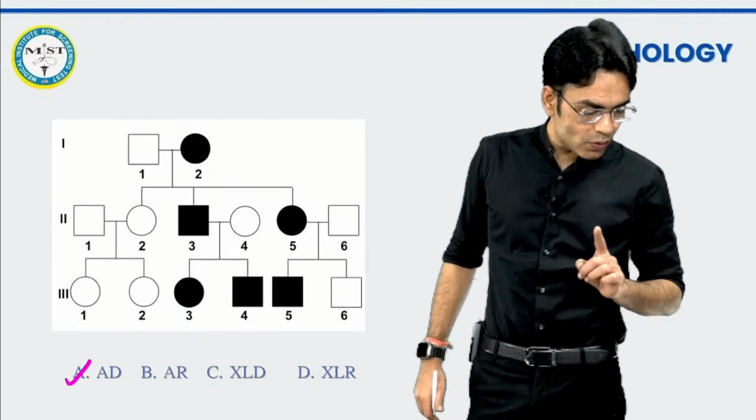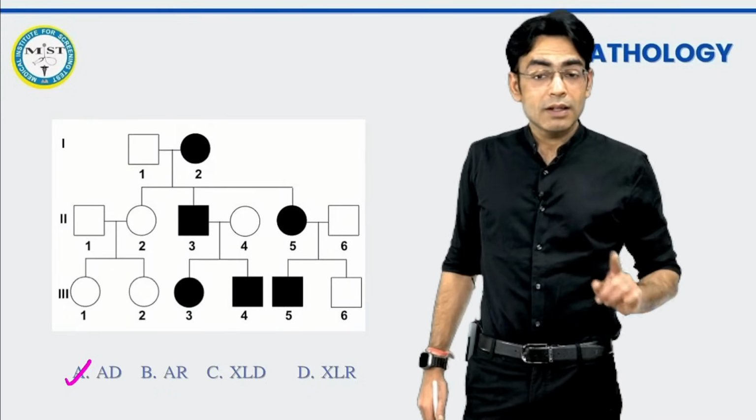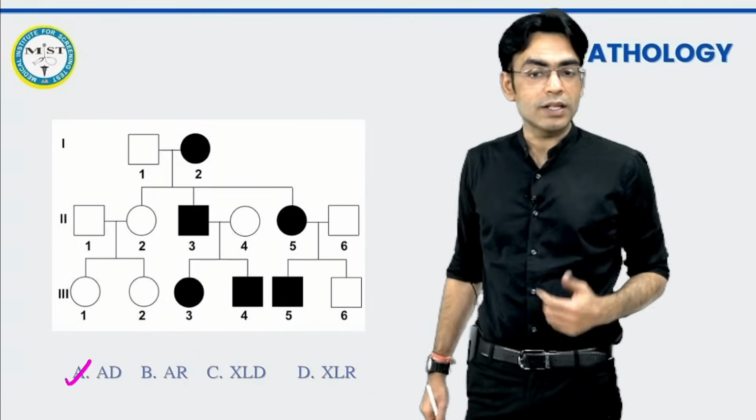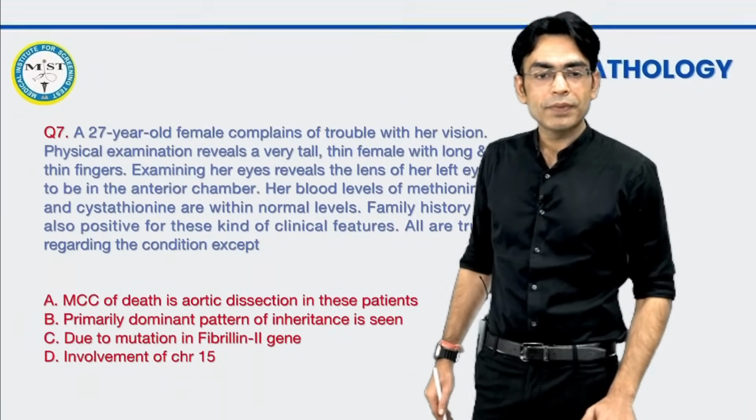बेटा AR नहीं होगा, ऋतुराज. It will not be AR. Why it will be AR? Recessive तो आप तब बोलोगे ना when there is a generation skip. कहाँ पे generation skipping हो रही है? There is no generation skipping happening here, so it is not AR. आगे चलते हैं. 7th question.